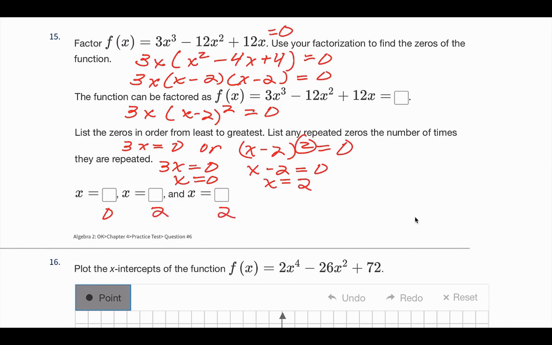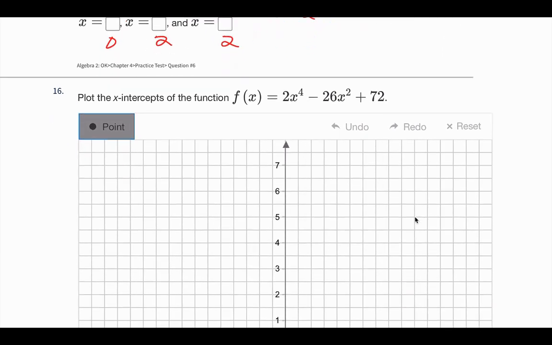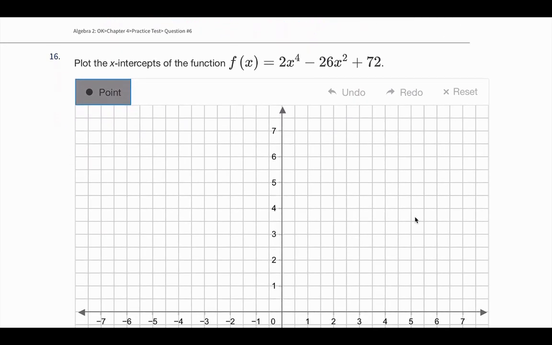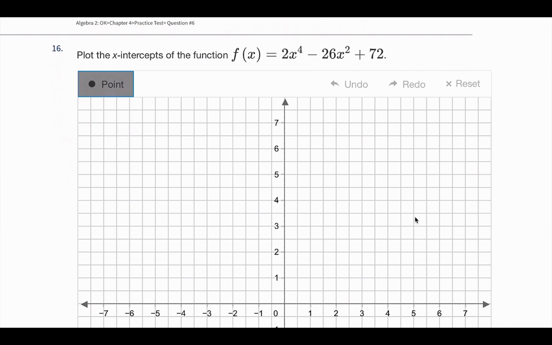All right. For the next one, I just gave you the function. I didn't give you the graph. So on the test, you will have the graph. All right, so again, we're going to plot the x-intercepts of the function f of x is equal to 2x to the fourth minus 26x squared plus 72. Again, we're saying we're going to let that equal 0.